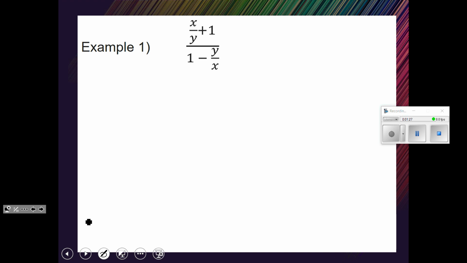So if I'm looking at my fractions and I'm looking at the denominators, I see a denominator of y, and I see a denominator of x. So my question is, what is the common denominator of x and y? And I hope that you guessed it. It's going to be xy. So in the numerator, I'm going to multiply by xy.